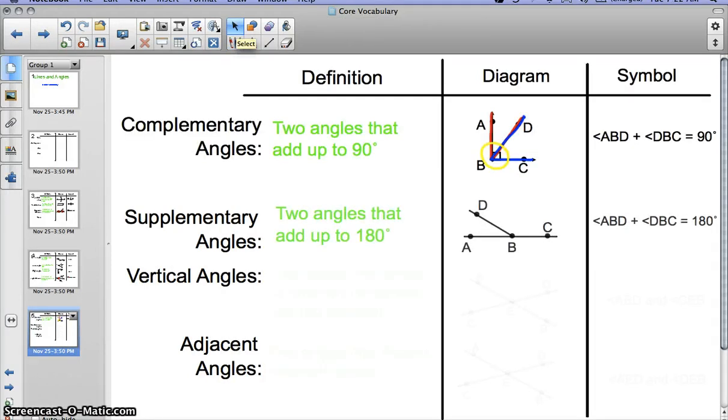Supplementary angles. 2 angles add up to 180, or a straight line. So again, if we take a look at the pieces, ABD, and they're saying add it to DBC, we're going to get 180. It makes a straight line.